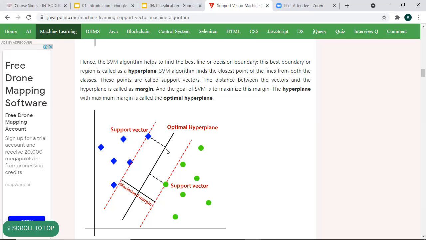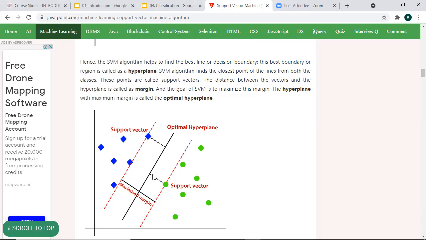So we always try to make the distance between this hyperplane and this optimal hyperplane, which is called the decision boundary, maximum. You can say maximize the margin, so that whenever a new data point comes, it will be either on this line or in this portion, not overlapping on these two or misclassified. So we always try to make the distance as maximum as possible.